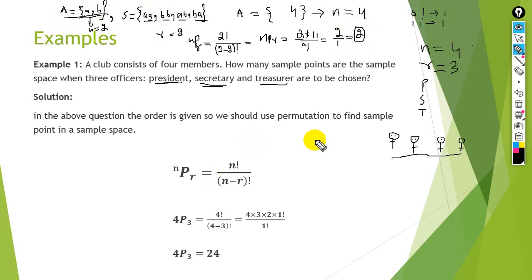Okay, so in the same case, for example, if we want to find the total number of sample points for this, how will we find it? Here we are selecting 3 persons out of 4 persons. So n is equal to 4, these are the n's, and we want to select 3 persons from this.